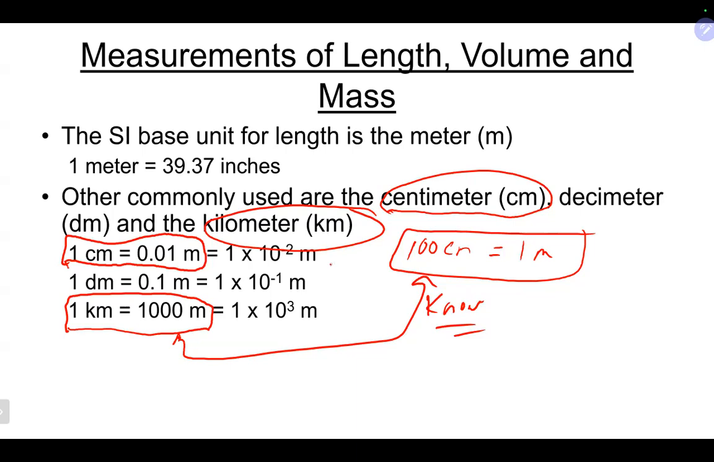This is basically the version written in scientific notation. 1 times 10 to the 3 is 1,000. 1 times 10 to the minus 1 is 0.1 decimeters. So anything really involving meters, that is again a unit of length type of measurement.